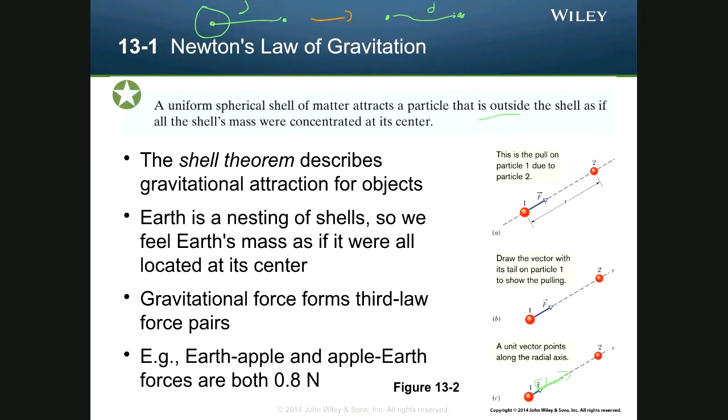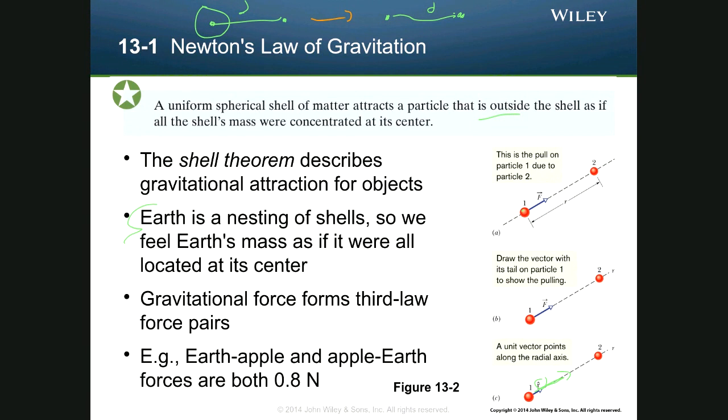So if we look here, the shell theorem can describe gravitational attraction for objects. And basically, the big weird thing to look at here is that you can think of Earth as a nesting of shells. So we feel Earth's mass as if it were all located at the center. And the reason we think of it as a nesting of shells is because that will help us conceptualize what goes on inside the Earth, if we were to jump into a giant hole, for instance, and wouldn't get burned up going down. We'll see that the gravity below us will be affecting us, but the gravity above us will symmetrically cancel out.